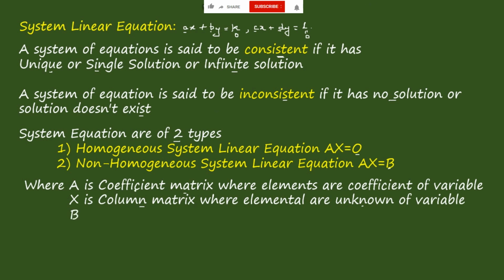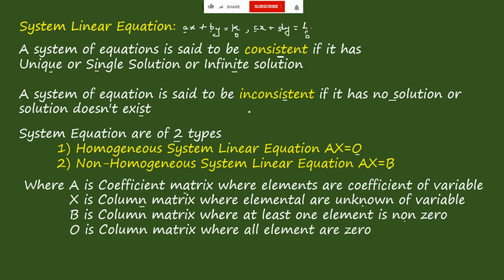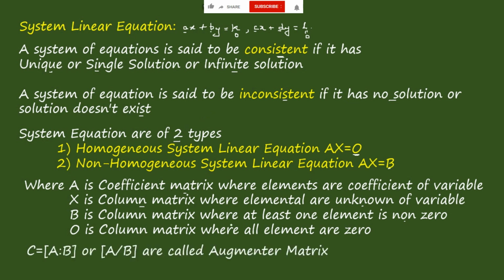Now coming to the B value. B is a column matrix where at least one element will be non-zero. If you make a column matrix from K and L, one of the elements will not be 0. And O is nothing but a null matrix. It is a column matrix where all the elements are 0. In case of a homogeneous system linear equation, we have an O value, which is a null matrix. And when you write A and B together, it is known as the augmented matrix, and it is represented by C.